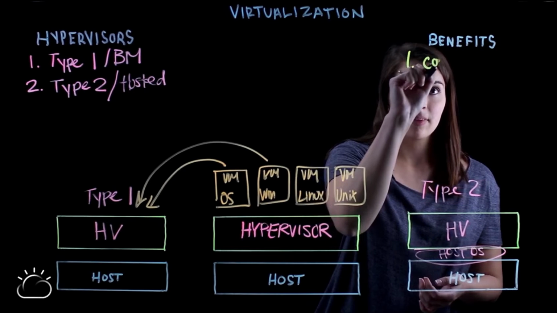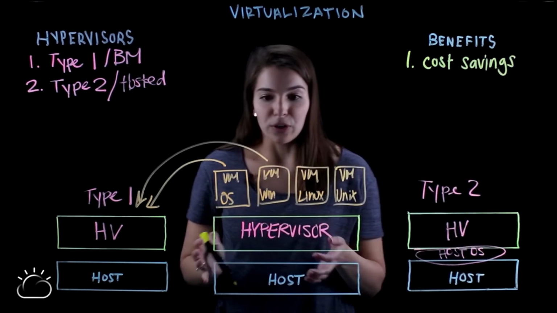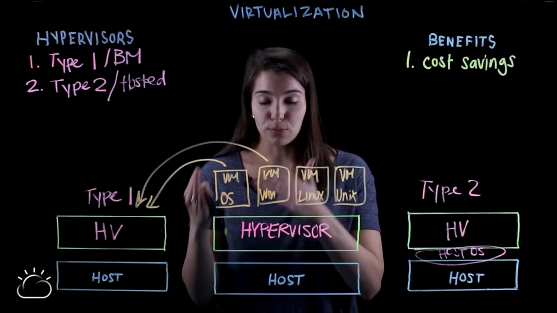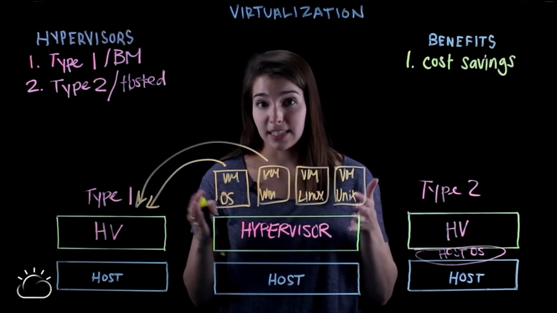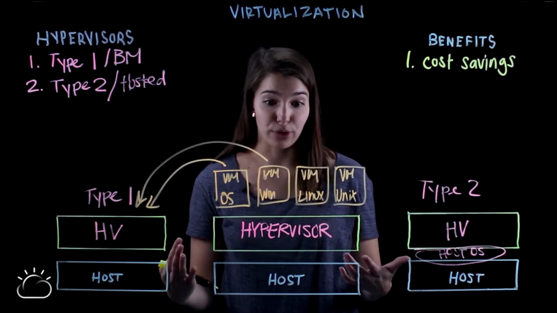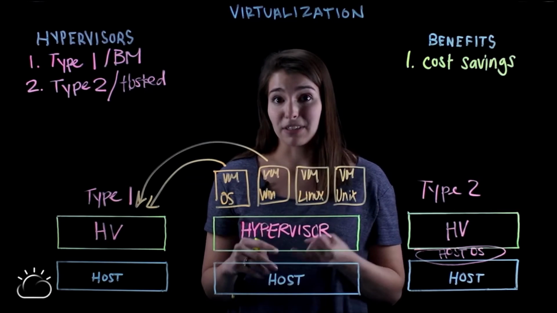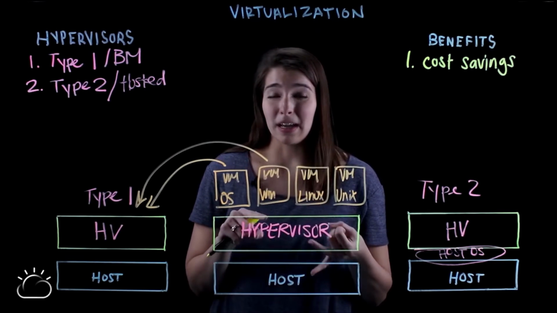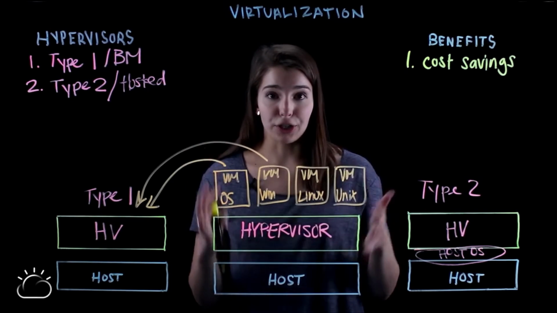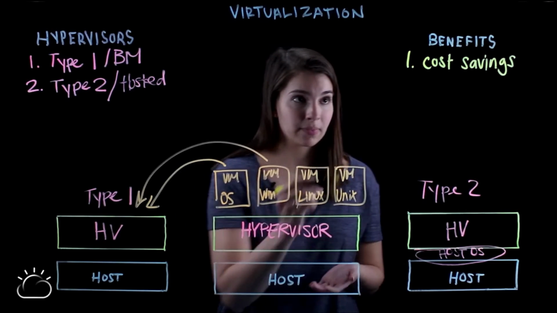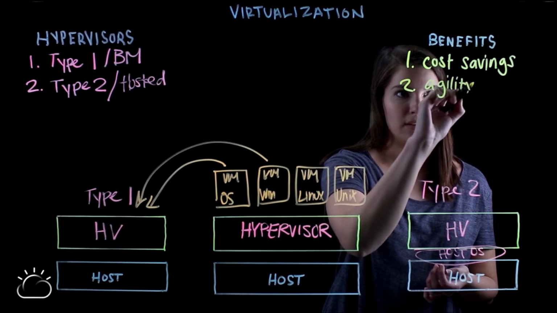One, cost savings. When you think about the fact that you can run multiple virtual environments from one piece of infrastructure, it means that you can drastically reduce your physical infrastructure footprint. This is consolidation at its core, and the fact that you don't have to maintain nearly as many servers, run as much electricity, or pay as much in maintenance costs means that you save on your bottom line at the end of the day.